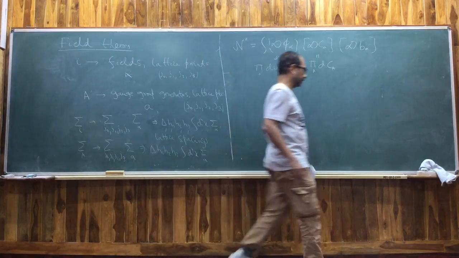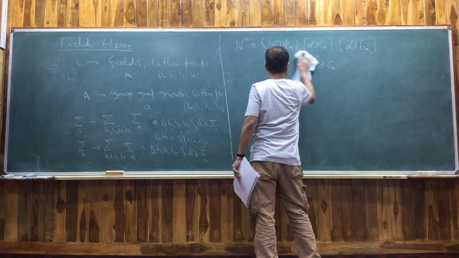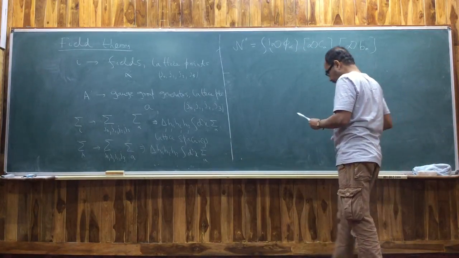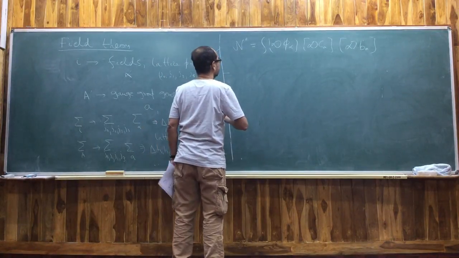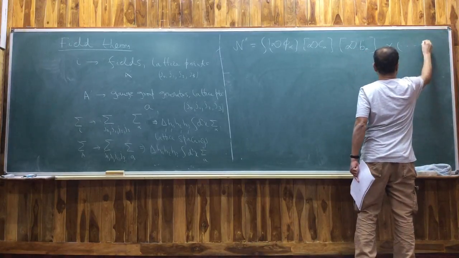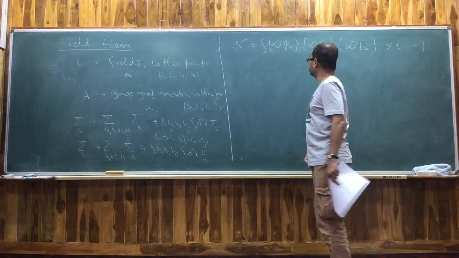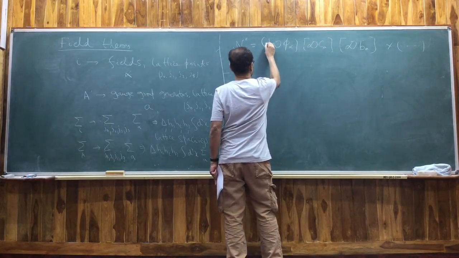Now we write down the rest of the expression. Times something. This something is what we will be after. How to write that something? There will be a product over alpha, and then a product over A.